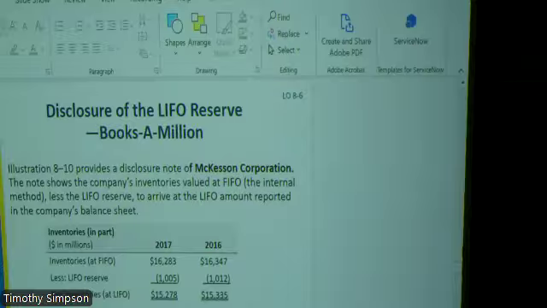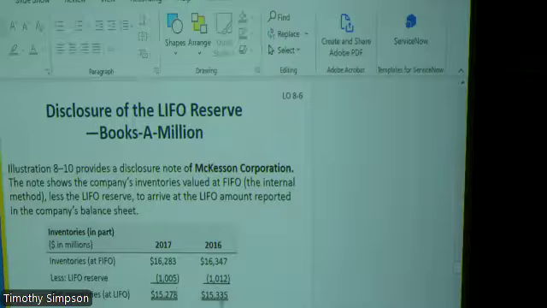It shows the note: the company's inventory is valued at FIFO, which is the internal method. And we say internal method because this is not what's reported to external users, even though we may report that in a note to the financial statements. And less the LIFO reserve, which is this. So inventories minus the LIFO reserve, which is a contra asset. And so we have this amount, 15 billion 278 as of 2017.